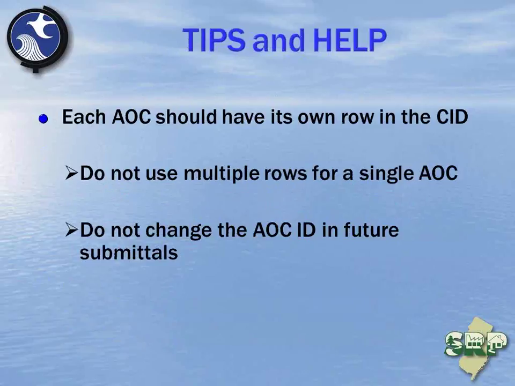For AOCs in general, each AOC should have its own row in the SID. Do not use multiple rows for a single AOC. Do not change the AOC ID in future submittals. That AOC ID is the first column. That's where you write AOC 1. Once you assign AOC 1, leave it AOC 1. This is how we adequately track the AOC through time.